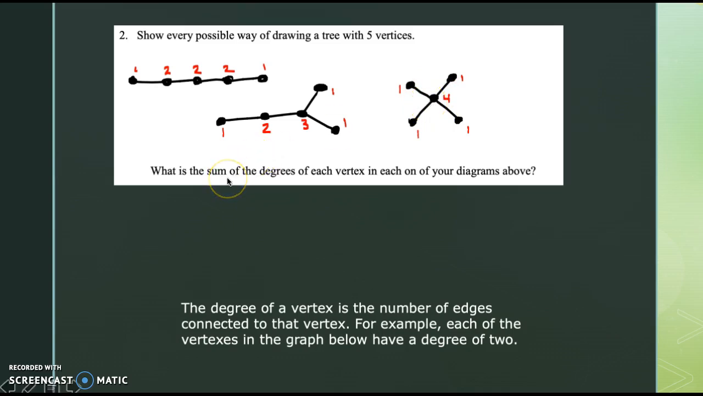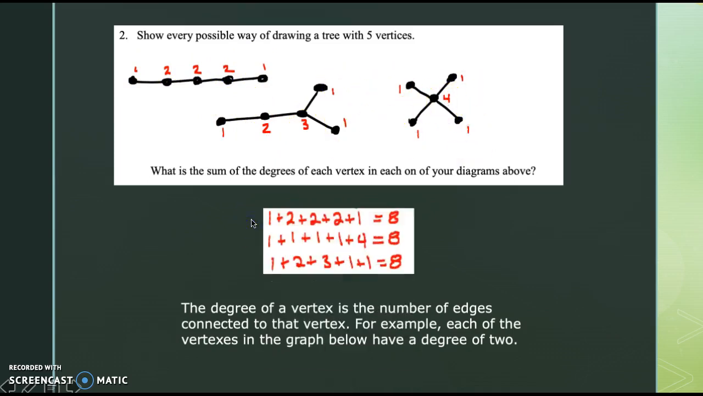So what is the sum of the degrees? You just add these numbers up. 1 plus 2 plus 2 plus 2 plus 1, 1 plus 2 plus 3 plus 1 plus 1, 1 plus 1 plus 1 plus 4. And there it is. They are all the same sum of the degrees.